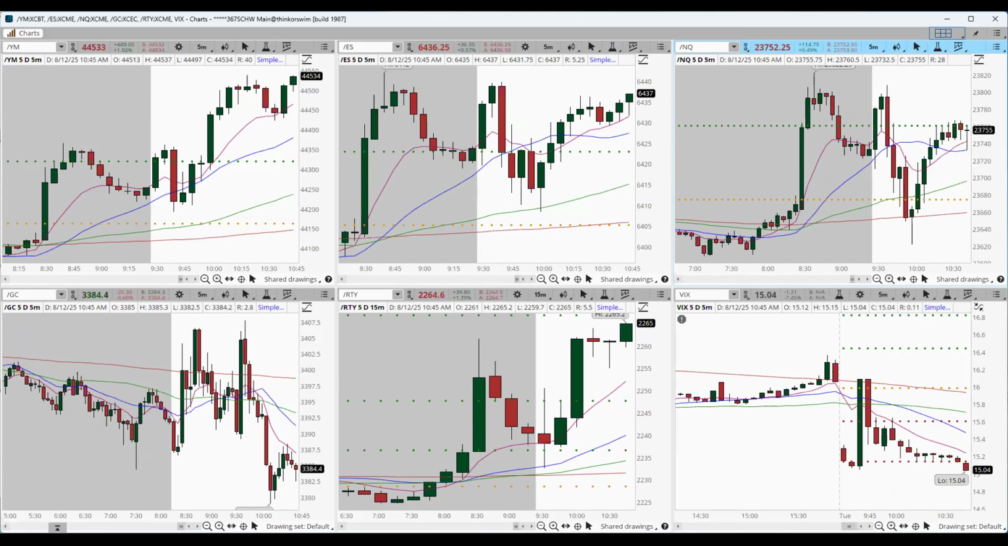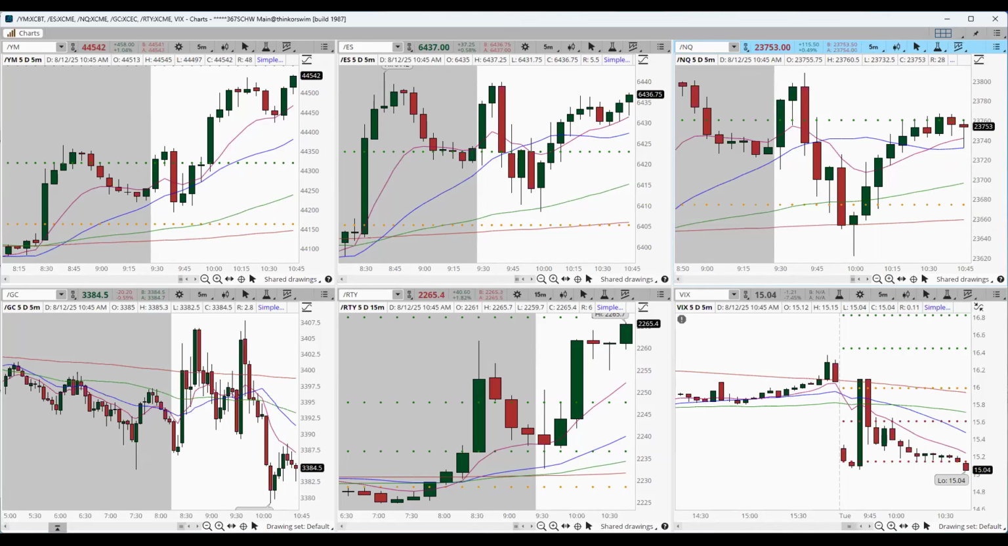Okay, we're out of NASDAQ, but see the setup here that exploded in the Dow again. Yeah, the Dow and Russell exploding again. NASDAQ laggard.